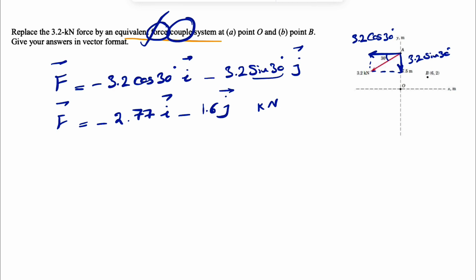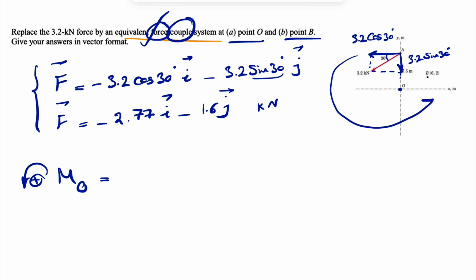Now we have to figure out the couple part. And for that, let's start with the moment about point O. Regardless of the point O and point B, we're going to have the same force. So we just have to find the moment about point O, and after that, we're going to find the moment about point B. If you look at the figure, we'll see that the Y component won't make any moment about point O since it's going to pass through the point O. So no moment from the Y component, but we have the moment of the X component.